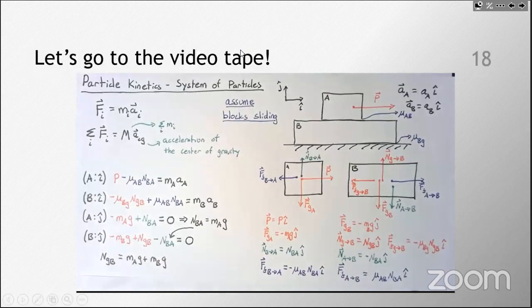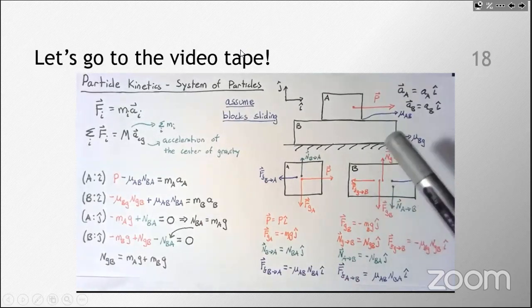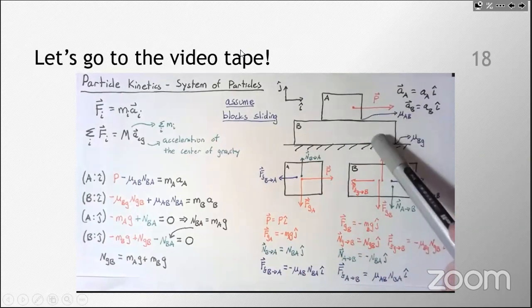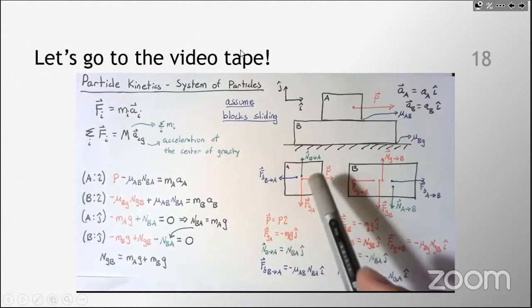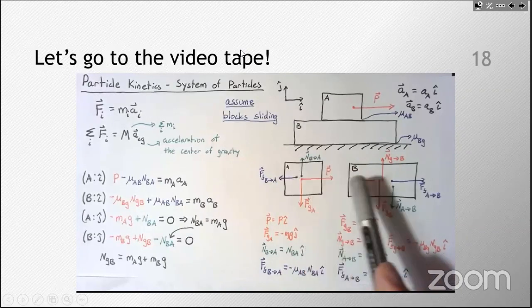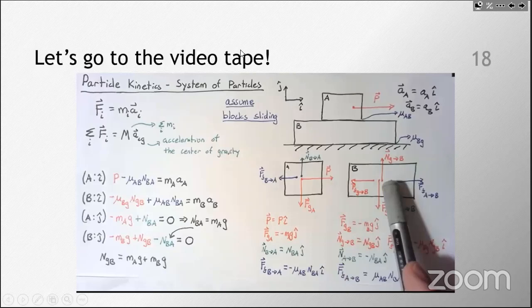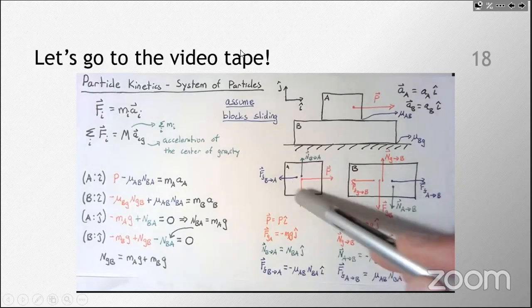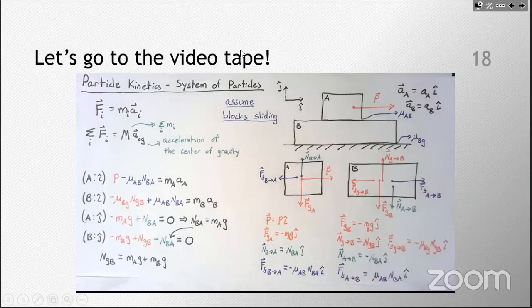So to recap, we started off with our problem, understood what was going on with all the forces and the accelerations, so that we could write our free body diagrams for our individual pieces of the problem. Once we had the free body diagram, we went ahead and wrote out all of the forces in the coordinate system that we chose.